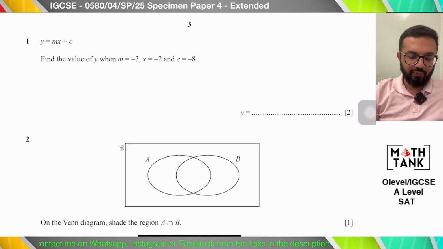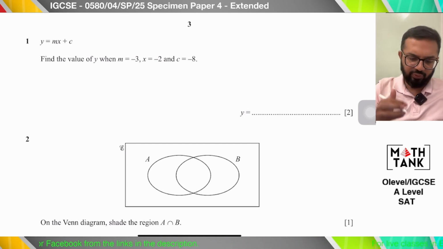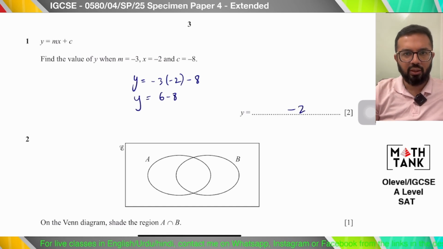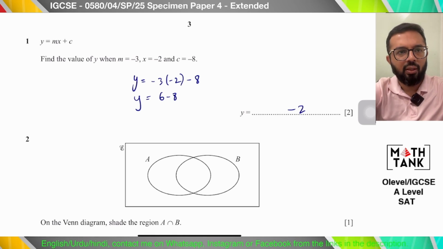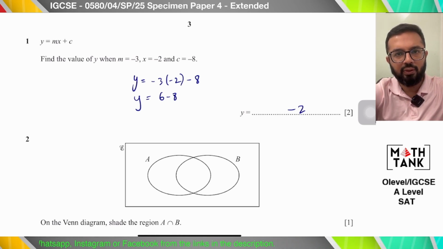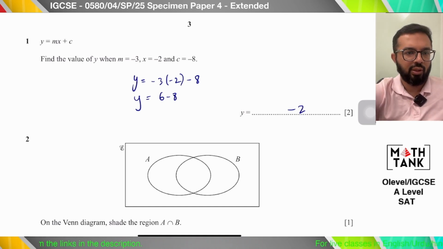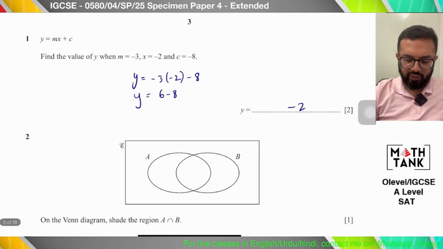It says find the value of y when m equals -3, x equals -2, and c equals -8. I think that seems reasonably simple. -3 times -2 minus 8. I don't even need to use my calculator for this, and y should be -2. I am going to open up the marking scheme on the side just to verify that your answers are correct. Okay, -2 is the correct answer.